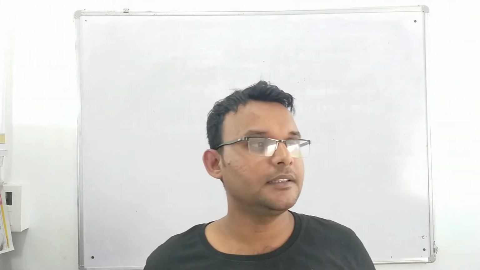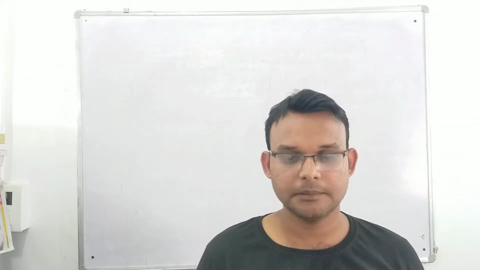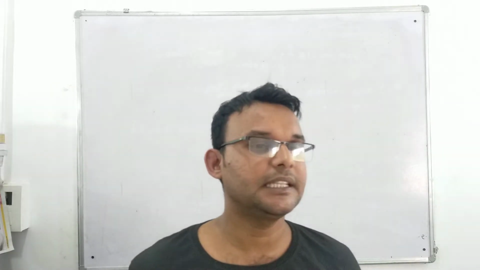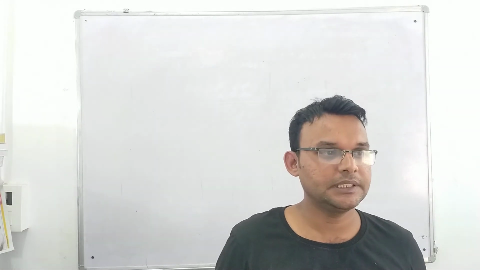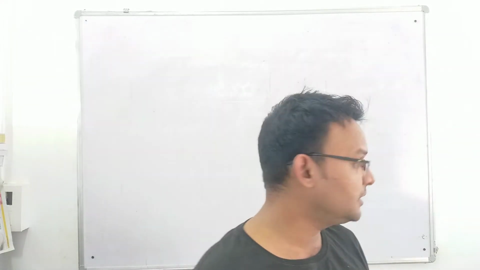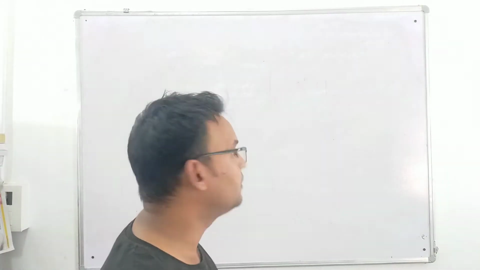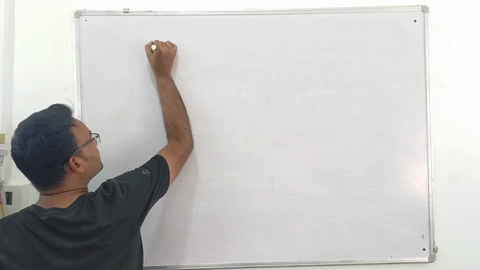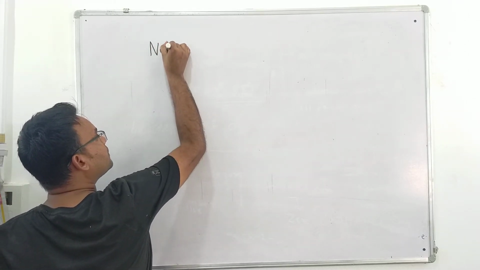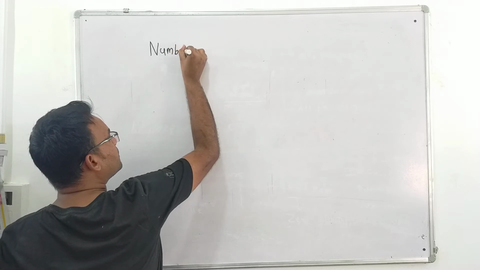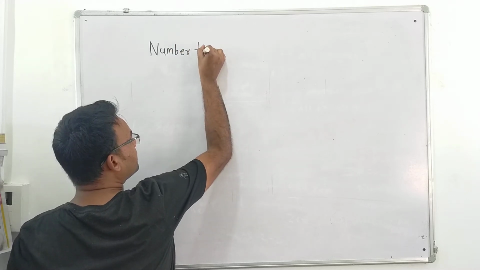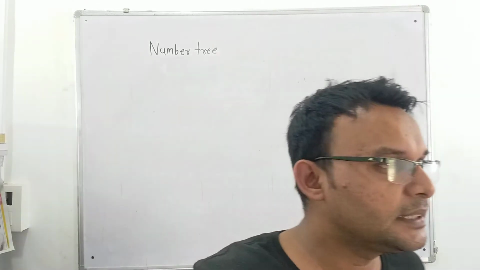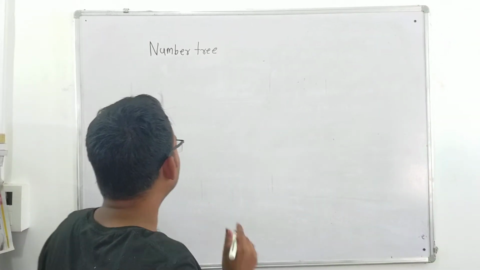My dear student, today we are going to discuss the number system. In this chapter we will see the different types of numbers and their properties, okay? Now let us start. We will start from this number tree. In this number tree we will see different types of numbers.